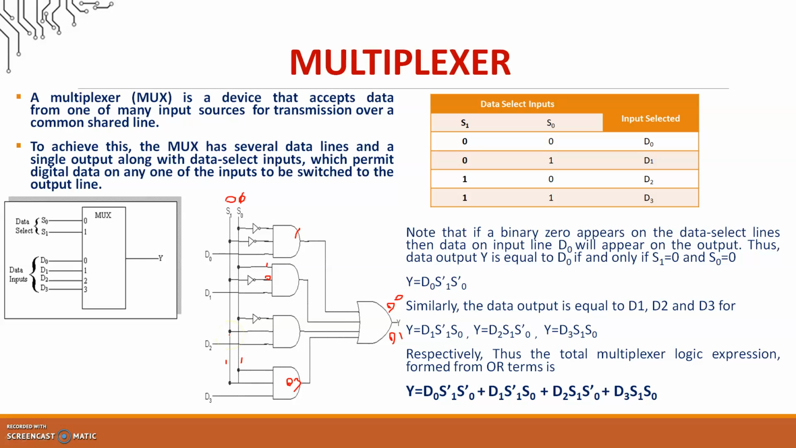So see here, Y is equal to D0 S1' S0' plus D1 S1' S0, D2 S1 S0', D3 S1 S0. So the output Y is the OR of D0, D1, D2 and D3. Fine. So this is the multiplexer.